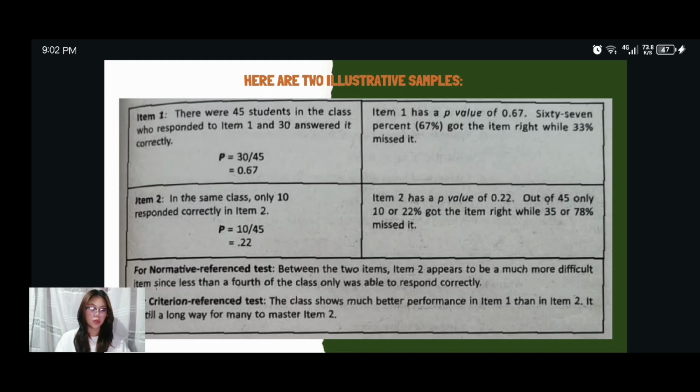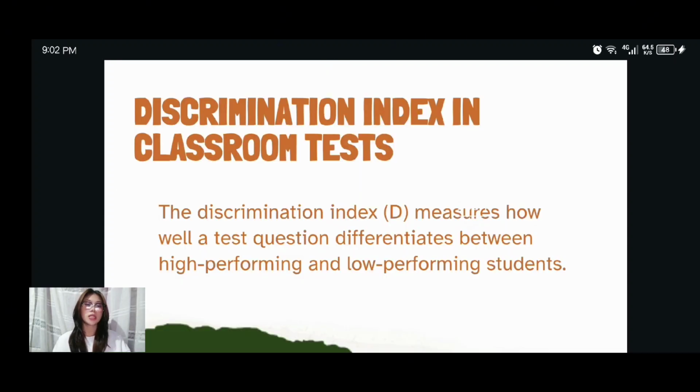Now we have the next part, the discrimination index. So, what is the discrimination index? The definition is that the discrimination index, which is the capital D, measures how well a test question differentiates between high performing and low performing students. In other words, a good test question should be answered correctly more often by students who understand the material well, the high performing, and answered incorrectly more often by students who do not understand the material as well, referred to as the low performing. So the discrimination index tells you how effective the question is at doing this.